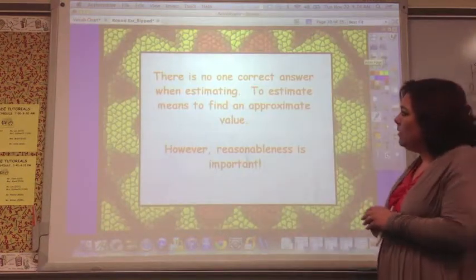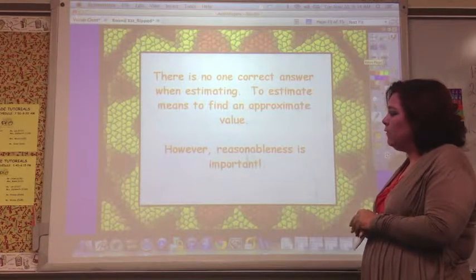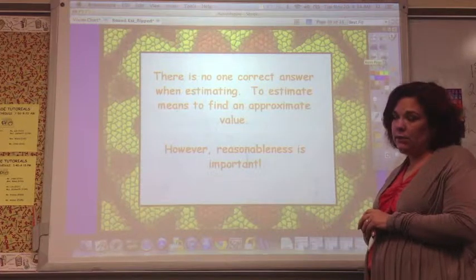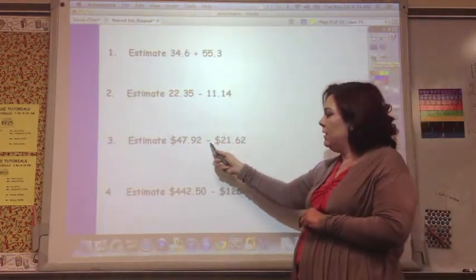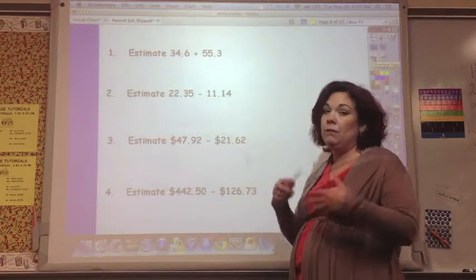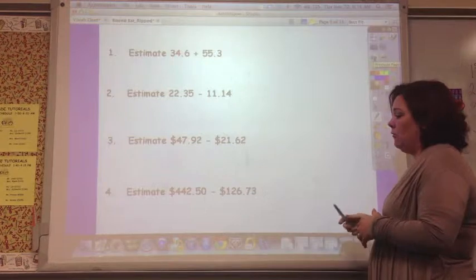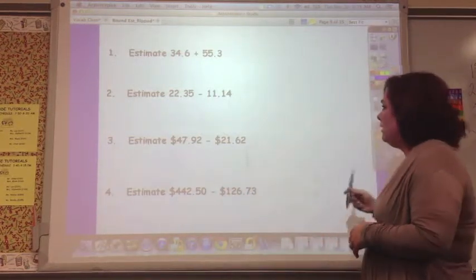There is no one correct answer when estimating. To estimate means to find an approximate value. However, reasonableness is important. You want to make sure that you're paying attention to your signs. If you added these, you'd get a much bigger number than what the answer is. And these two, you have to make sure that you're subtracting and not adding.